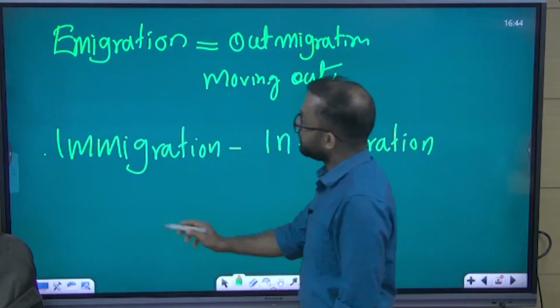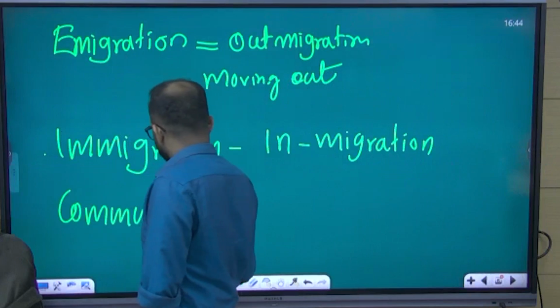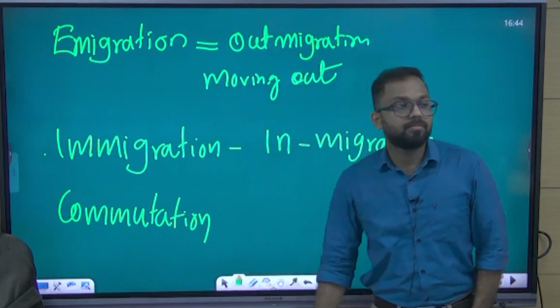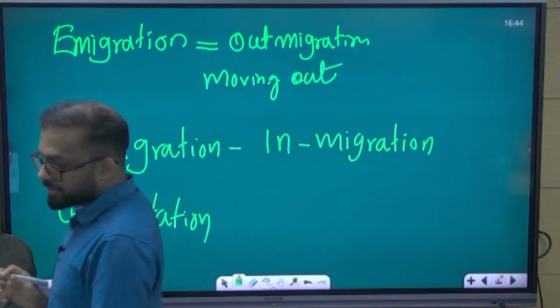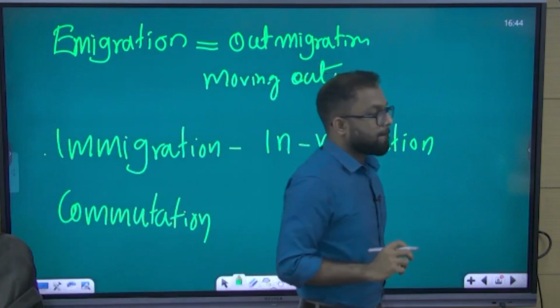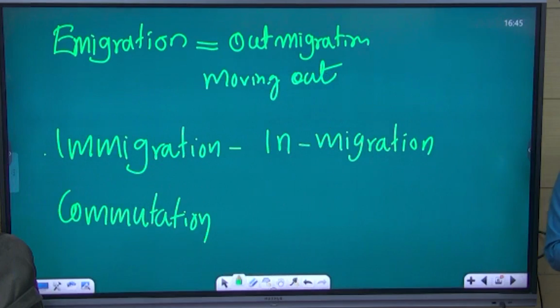Commutation. What is commutation? It's a movement of individuals from the residence towards the workplace or to get some service done. So the movement of people from one place towards the other on a regular basis is called commutation. Right. Daily or periodic travel, to and fro, from the residential place to workplace.